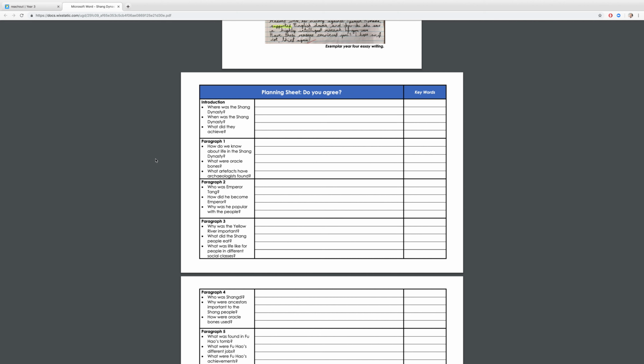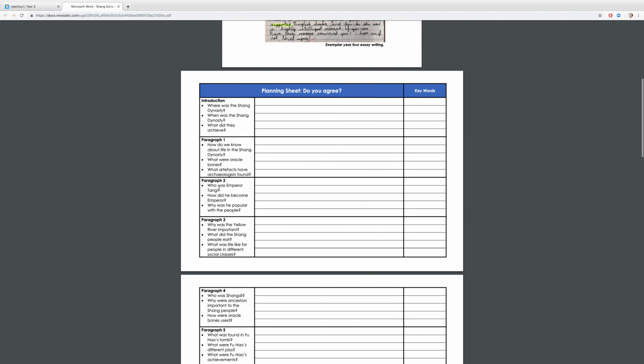For each of the following paragraphs, they correspond to the lesson. So paragraph 2 will be about Emperor Tang, why he was popular. All of that information was in the lesson.